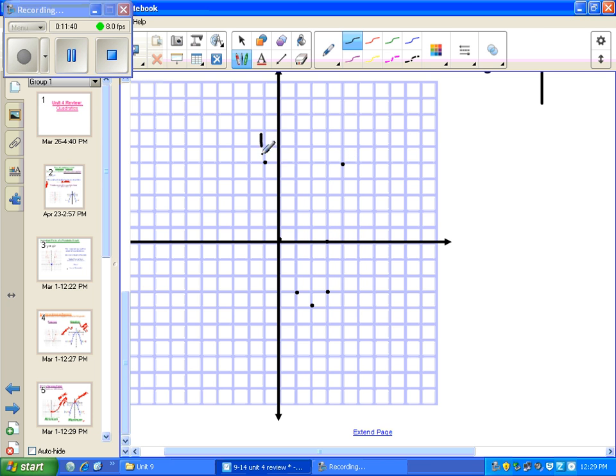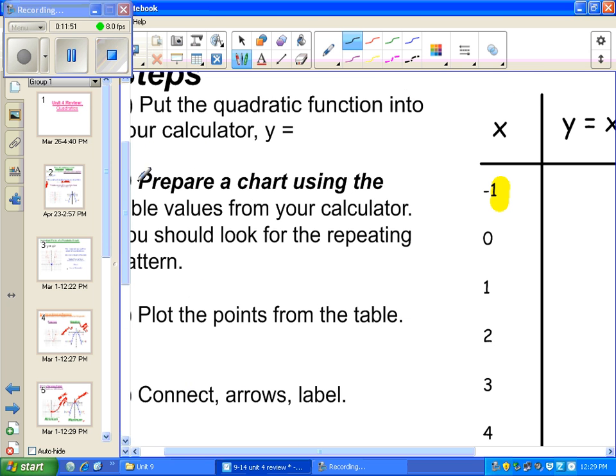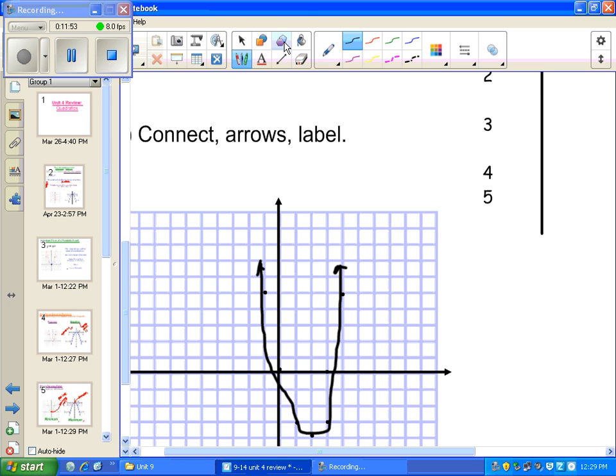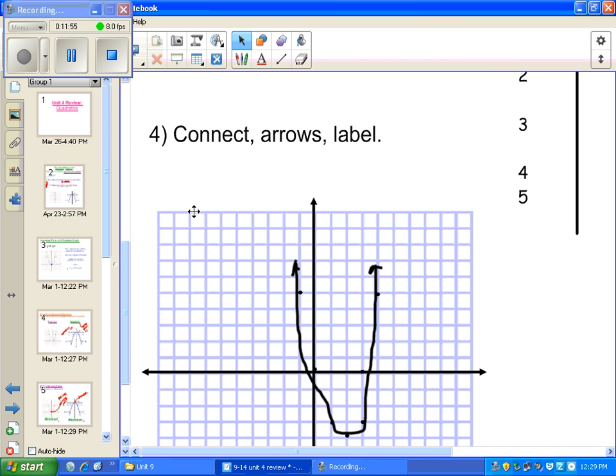And then I'm going to go ahead, you have to excuse my drawing, but just connect them and make it look like a U. It should be better drawn than that. Okay, and again, it was just really important that you connect all your dots. And that's it.